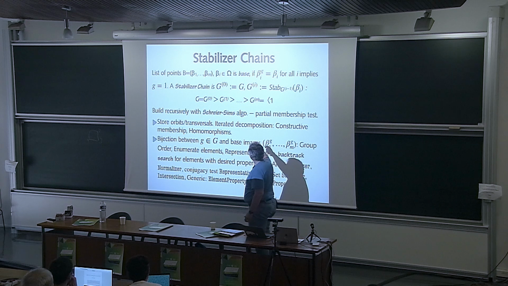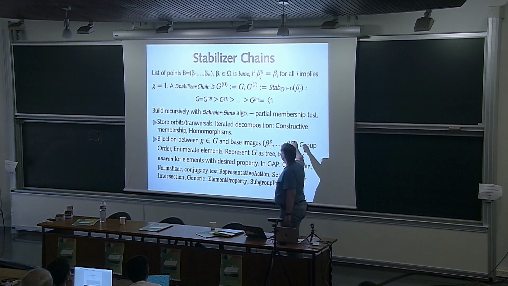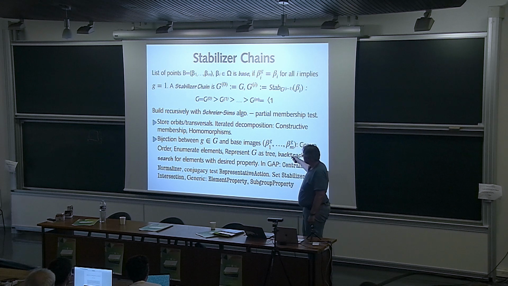I start with the group. I stabilize the first point, then in there I stabilize the second point. So I stabilize the first point and the second point and the third point and the fourth point and so forth. And I get a chain of subgroups which get smaller and smaller. If I stabilize all the points, then only the identity is left. Then I have the trivial subgroup, without the closing bracket because I made a mistake there.